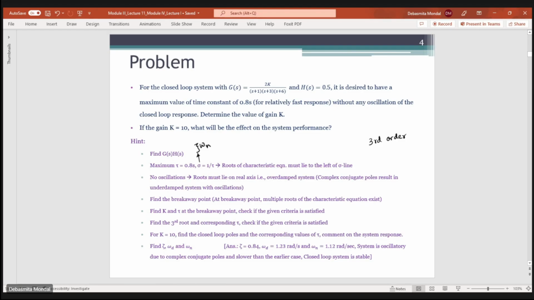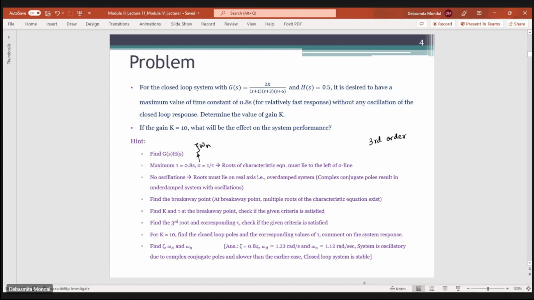So depending on the position of the new closed loop poles, because now this gain value has changed. The moment the gain value has changed, the position of the closed loop poles will also shift. So what you need to do is find out what the closed loop poles will be if the gain of the system is equal to 10, and depending on the position of the poles and the corresponding time constant at those points, you have to commit on how the system response will be, whether it will still be overdamped or the system will go into an underdamped situation.